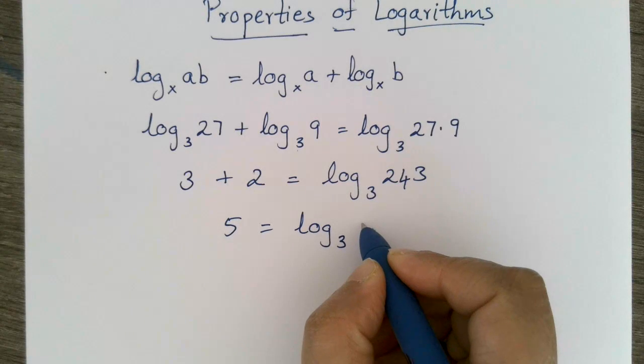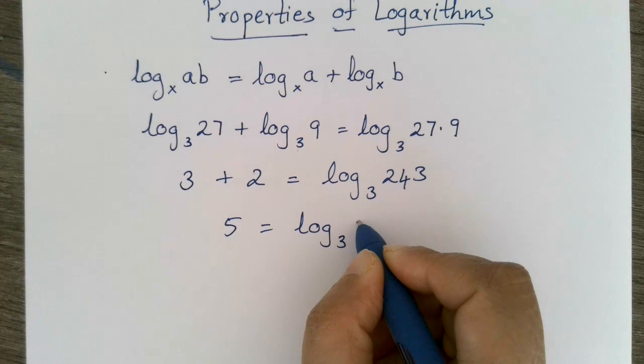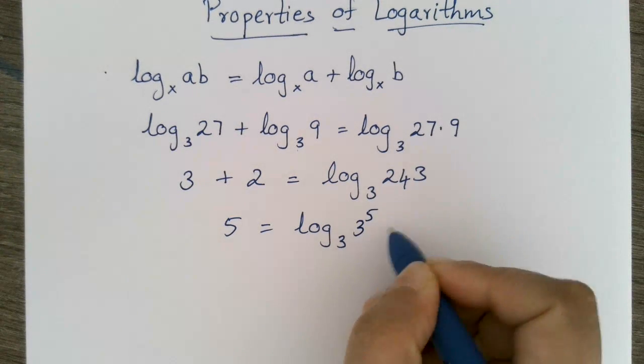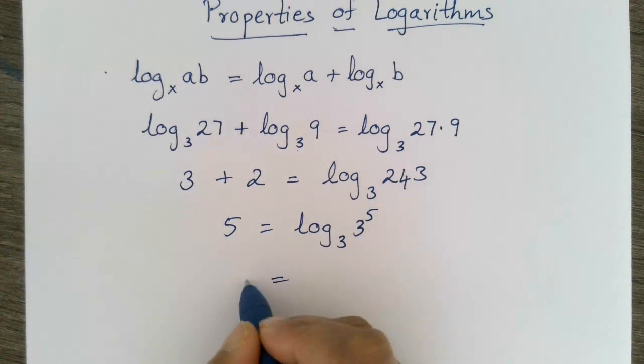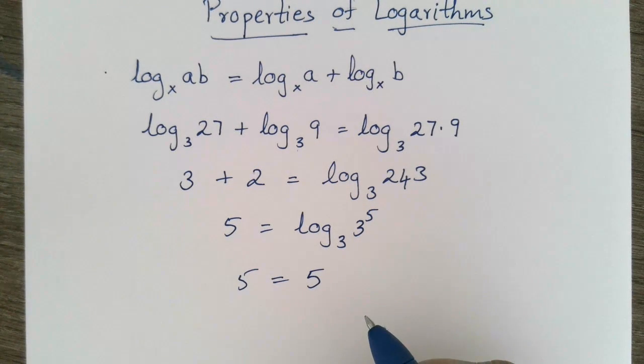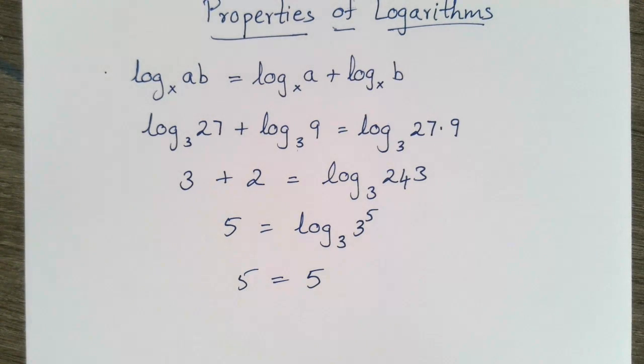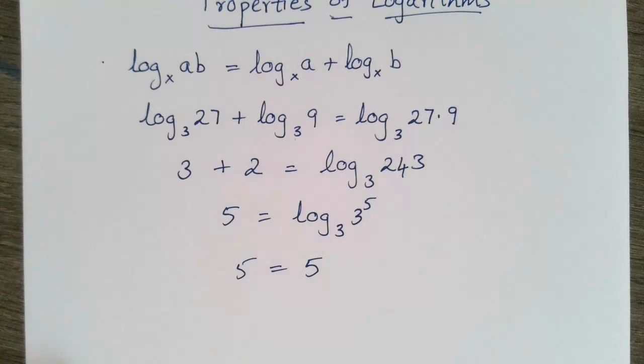which is 3 to the 5th power. You can do it this way, or you can just say it's equal to 5. So 5 equals 5. 3 raised to the 5th power is 3 to the 5th power. So we got the first one.